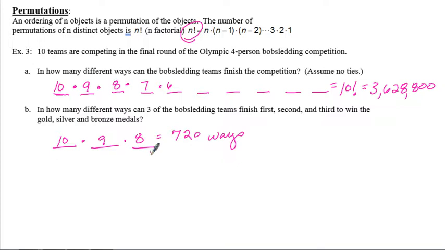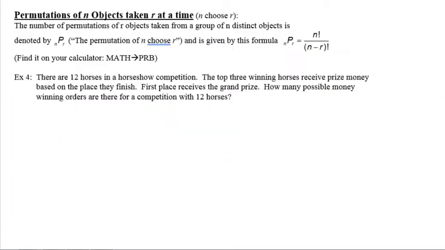This is considered a permutation of n objects taken r at a time. We have a helpful function on our calculator for this as well. The notation for this is nPr, permutation of n, choose r. So n is the number of objects. In the last example we had 10 different teams competing, and we cared about the top 3, so r was 3. The formula for nPr is n factorial divided by n minus r factorial.